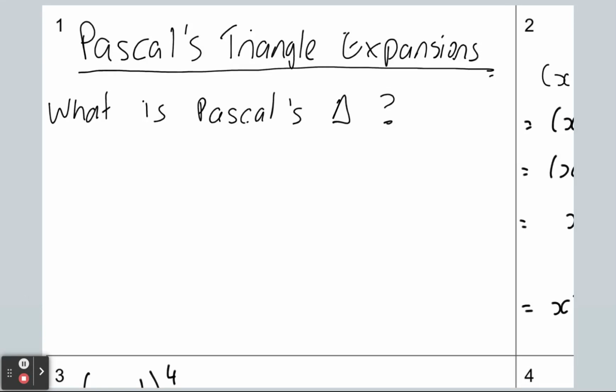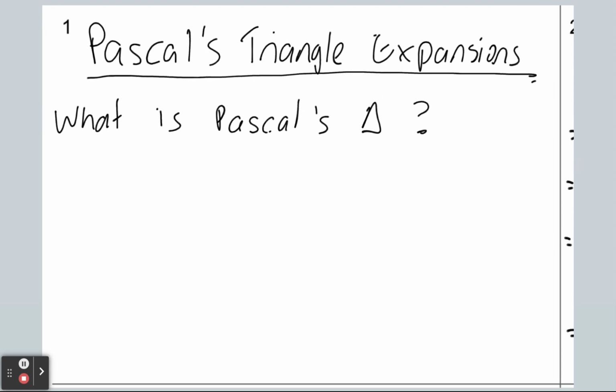Hi there, in this video we're going to have a look at Pascal's triangle expansions. I'll explain a little bit more about that as we go along, but before I do, let's have a look at what Pascal's triangle is. It's a neat triangle of numbers that's generated according to a very specific pattern.